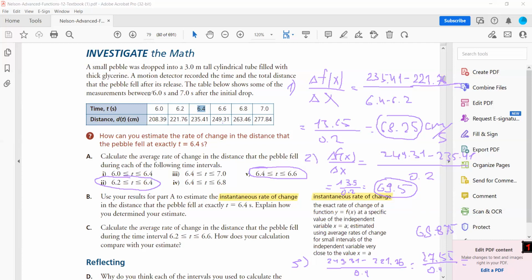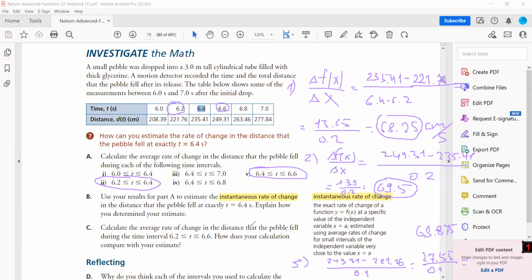68.875, this is the average rate of change from 6.2 seconds to 6.6 seconds. So the truth lies somewhere in between. Remember, we have to make our step as small as possible, but in this case, it's only 0.2 of a second. Preferably, it should be even smaller, but we have what we have.